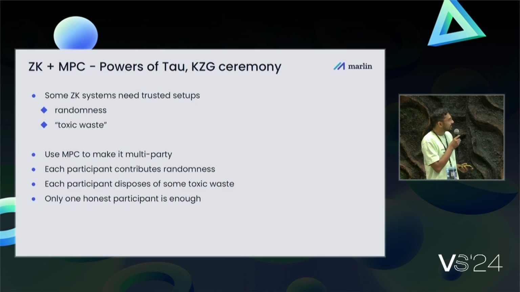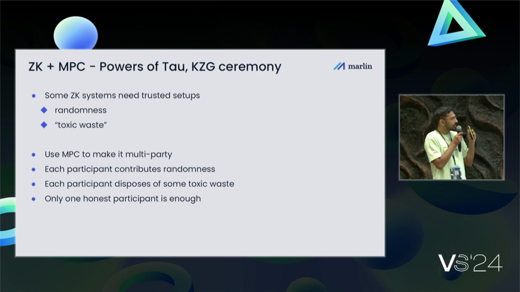Let's start with the combination of ZK and MPC, right? One of the oldest combinations of these 2 technologies was the powers of tau ceremony, and most recently we also had a KZG ceremony. The main use case that they solve is that a lot of ZK systems basically require what's called a trusted setup, right? And this setup process involves the combination of randomness from different people, and it produces what's called toxic waste that, if it's leaked, will compromise the entire ZK system itself, right?